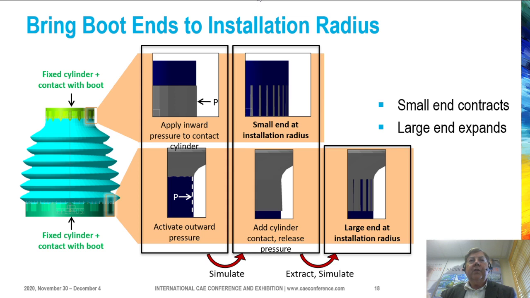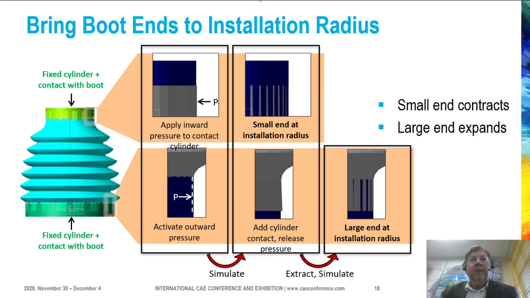So this shows the different models that we worked with in this progression to get things sized correctly. So we start out with the first model, and we applied an inward pressure to compress the boot at the small end so that it would match with the outer diameter of the shaft. And at the same time, we applied an outward pressure on the large end because it needed to be expanded to fit over the bell housing. So that was our first model.